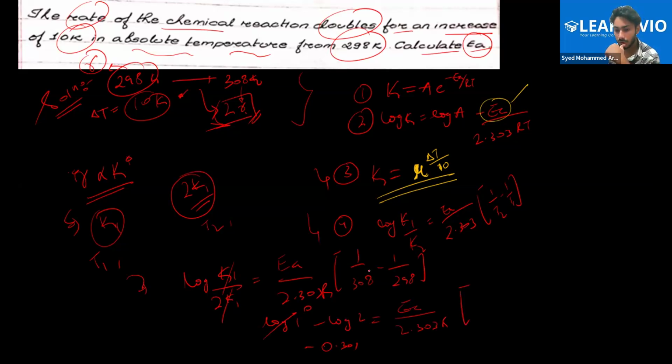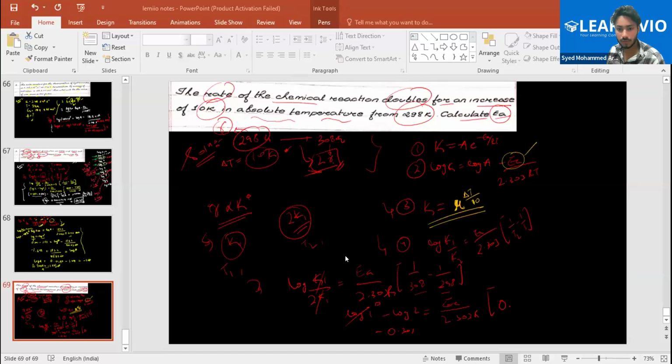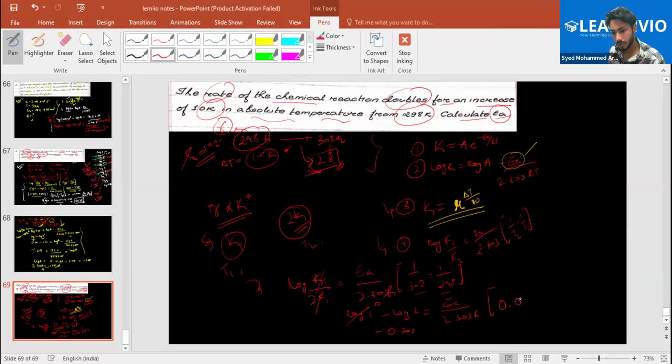Now you have to solve this. How can I solve it? LCM, or just cross multiply, simple division. 1 upon 308, I'll get 10 to the power minus 3, so this one would be 0.00325. Just one second.